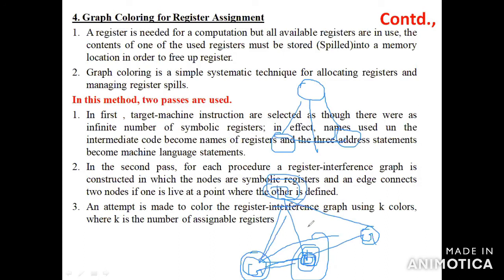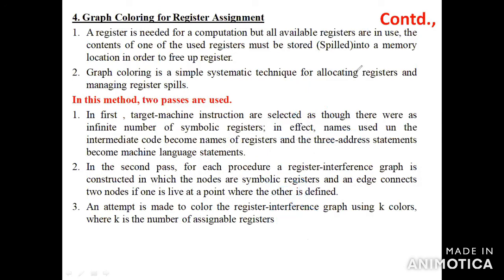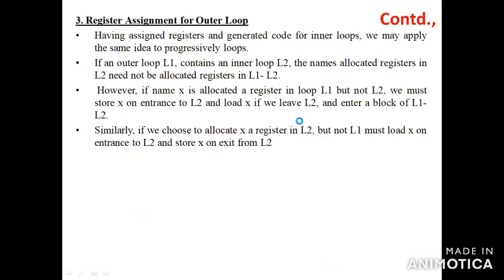So in register allocation and assignment, we have four strategies. The first is global register allocation. Second, usage count. Third, register assignment for outer loops. Fourth, graph coloring for register assignment. This is also one type of part B, 8-mark question. In a 2-mark question, write the strategies for register allocation and assignment; you have to write these four.